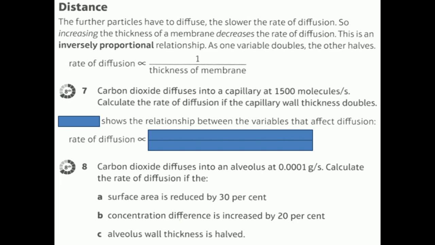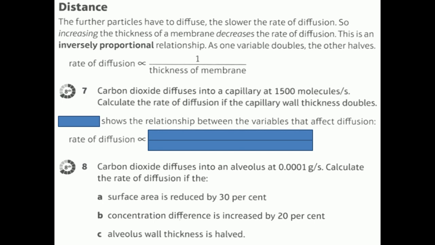However, when it comes to distance, the further particles have to diffuse, the slower the rate of diffusion. So in this case, it's due to the thickness of the membrane. If you increase the distance, that means you're actually decreasing the rate of diffusion. And so this is an inversely proportional relationship where a distance increase causes a decrease in the rate of diffusion.